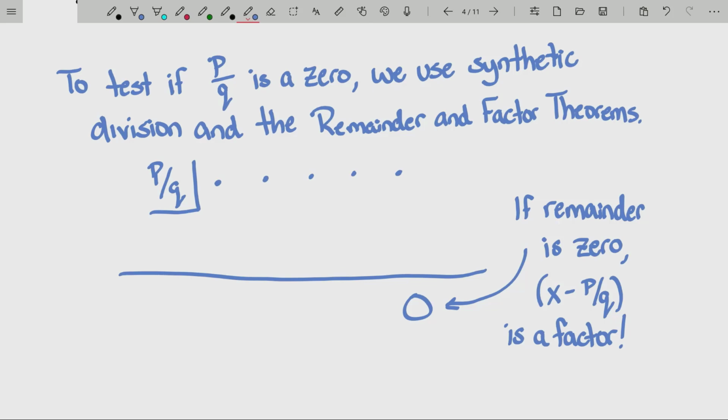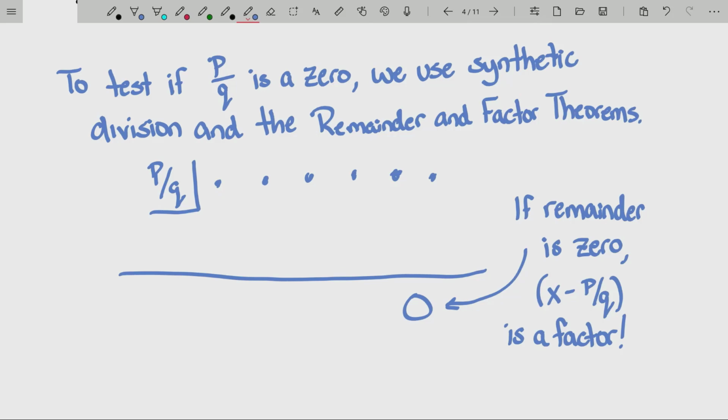Synthetic division gives us that P over Q, and we'll write out the coefficients of our polynomial in this big old list there. And then use synthetic division. If the final term after synthetic division is 0, in other words, if the remainder is 0, then x minus P over Q must be a factor.